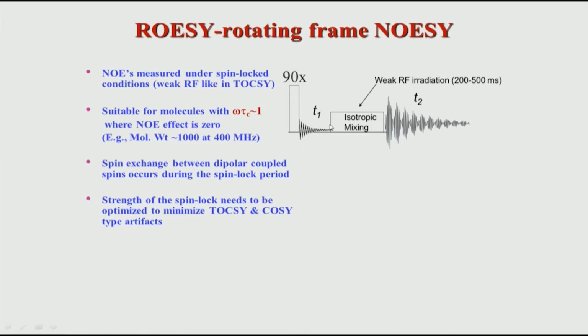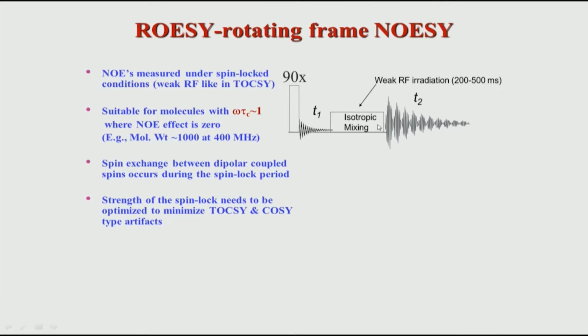In this experiment ROSY we do it in a different manner. Here we apply a 90-degree pulse, then allow the spin A to evolve, the same approach we saw in the case of TOCSY. Then you mix the magnetization by applying what is called a spin lock. This is nothing but a weak irradiation applied for a duration of 200 to 500 milliseconds.